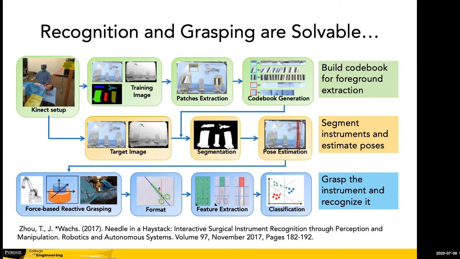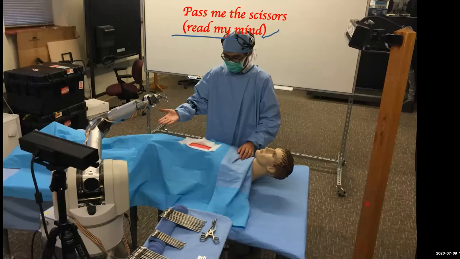But there are problems that are much more difficult to address. For example, what is the intention of the surgeon? Sometimes we refer to the nurses as mind readers, because they may know what the main surgeon wants before the surgeon knows himself. The surgeon needs a scissor, and she probably, if they have been working together for a while, would do a very good job. Now, of course, having the robot able to do this is quite challenging.